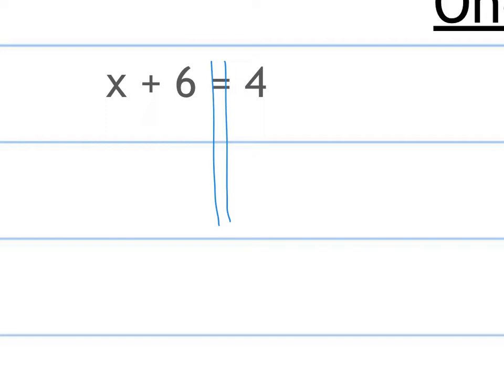Next step is the inverse operation. So we have x plus 6. The inverse of addition is to do subtraction. So I'm going to subtract something from both sides. Now I'm trying to get x all by itself. So I have this plus 6. What do I have to subtract in order to get rid of 6? Well, I'm trying to get it to be 0, so I need to subtract 6. 6 minus 6 is 0. So whatever I do to one side, I have to do to the other side.